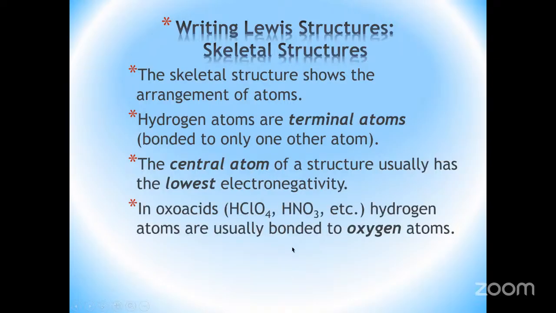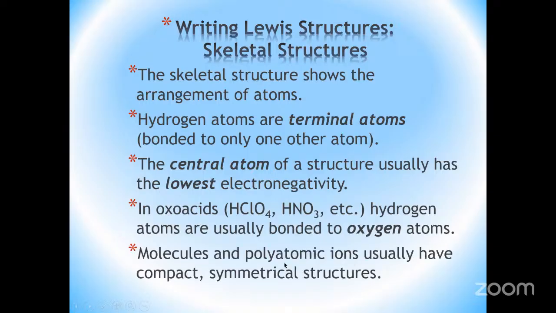When it comes to oxyacids, you have to make sure that the hydrogen atoms involved are bonded to oxygen atoms. And then you need to make sure that all molecules or polyatomic ions have a compact, symmetrical structure. So, just to give you a brief example, if you're asked to write down the Lewis structure of the sulfate ion, then it is more likely that the arrangement will be this, where you have the sulfur in the middle and the oxygens surrounding it, as opposed to sulfur here, and then two oxygens here, and two oxygens here.